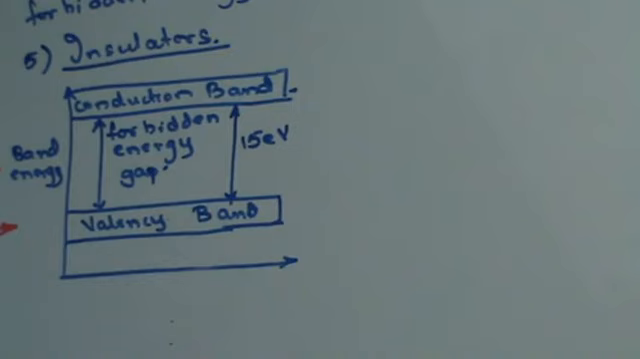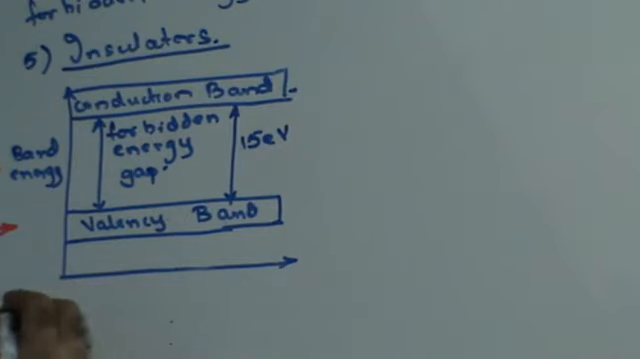Increase in temperature enables very few valency band electrons to go into the conduction band. This is the reason why insulators do not conduct electricity at room temperature. They do not have any free electrons, therefore they will not conduct electricity. For a substance to conduct electricity, they should have free electrons. Fine, do we get this thing here?